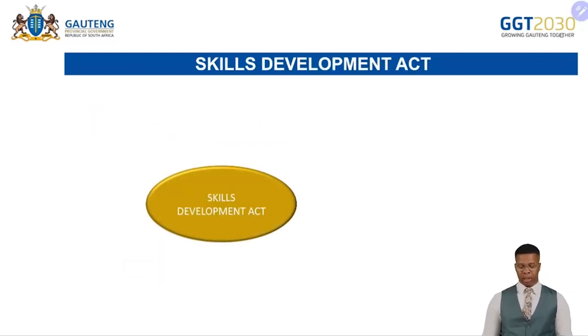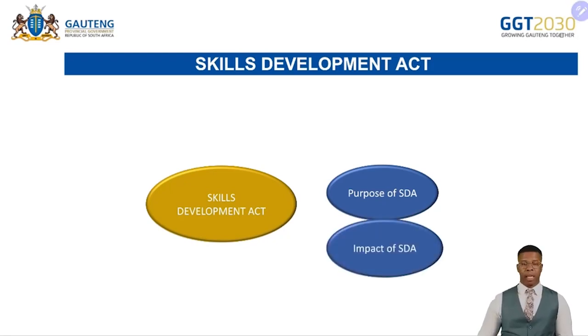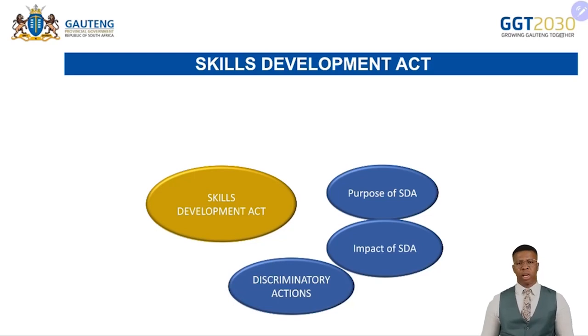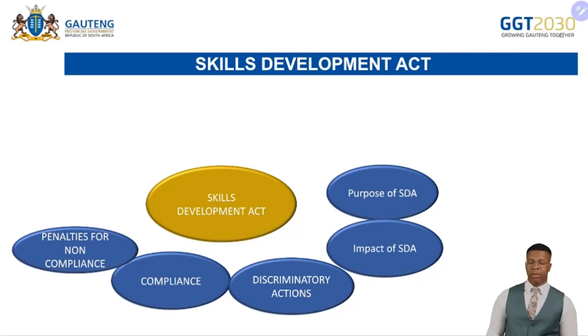Now, when you're looking into the legislations, the focus is the following: always look into the purpose of the Skills Development Act, and also look into the impact of an act, to say what are the positives and negatives of implementing such an act for the business. You also look into discriminatory actions, which actions done by the business are discriminatory, and the business should always be careful to avoid such actions. And you look into ways in which a business can comply with the act, and into penalties for non-compliance. That is the focus for all the acts.